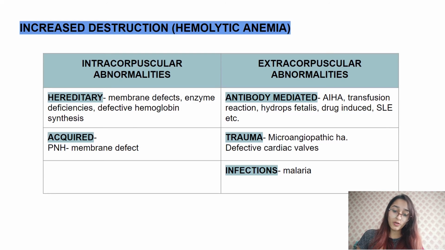The extracorpuscular abnormalities can be antibody mediated. These antibodies can be autoimmune, or due to transfusion reaction, or drug induced. Trauma can be microangiopathic hemolytic anemia, or due to defective cardiac valves that can distort the shape of RBCs, which are then destroyed in the spleen, or it can be due to infections like malaria. I think classifying anemia according to the underlying pathology or processes is an easier way of understanding anemia, especially when you are starting to learn about it.